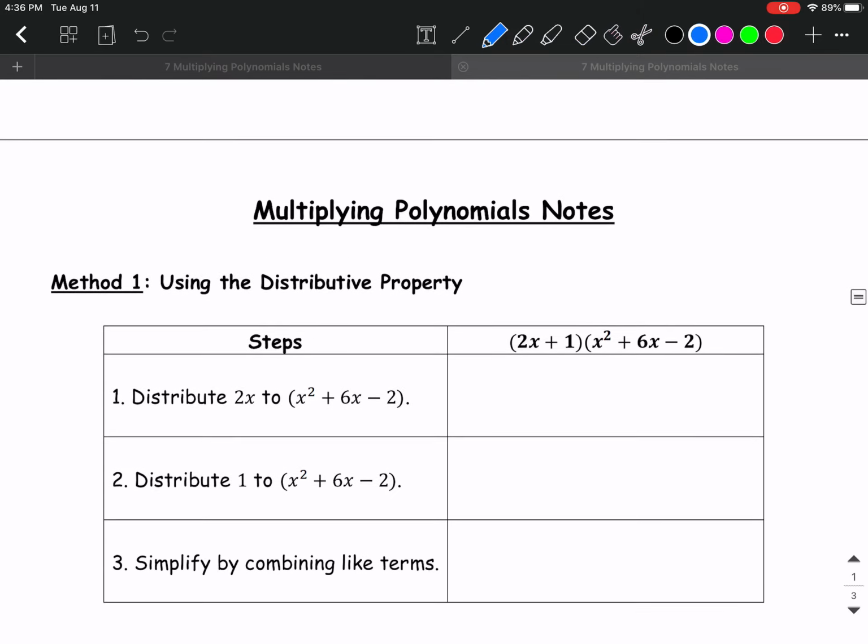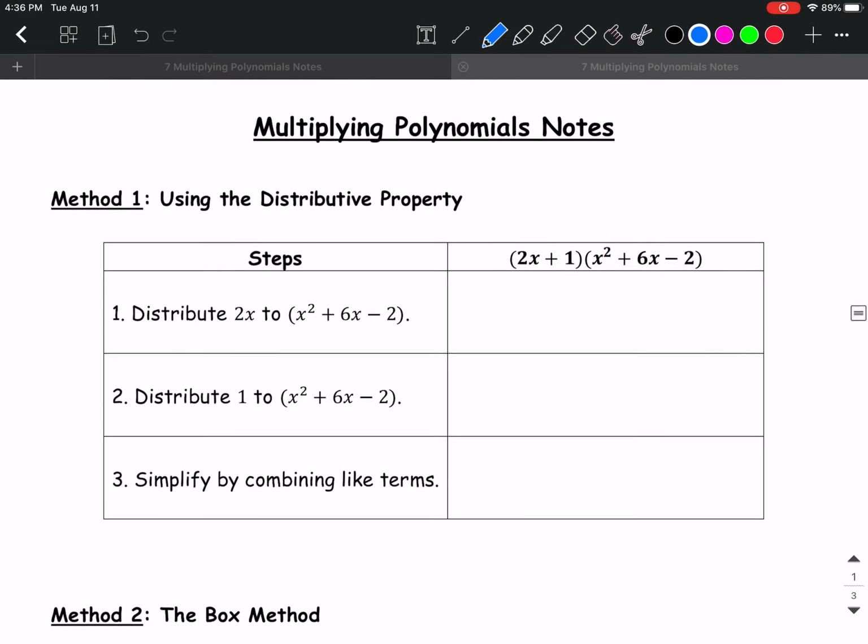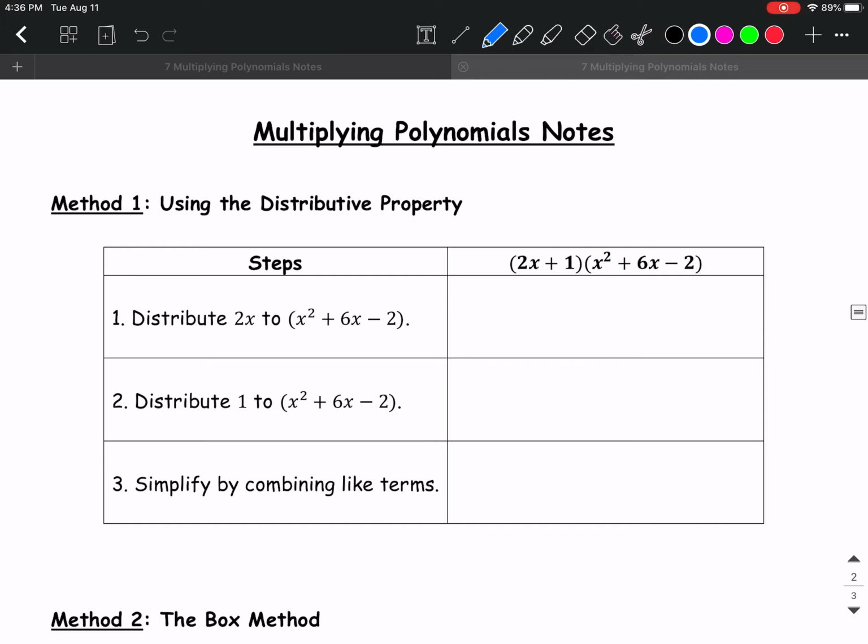So here we go, multiplying polynomials. This is very much like multiplying binomials, because remember, binomials are just special cases of polynomials. Now, we looked at three methods for multiplying binomials. There are only two of those three that work for polynomials. So the first one is using the distributive property.